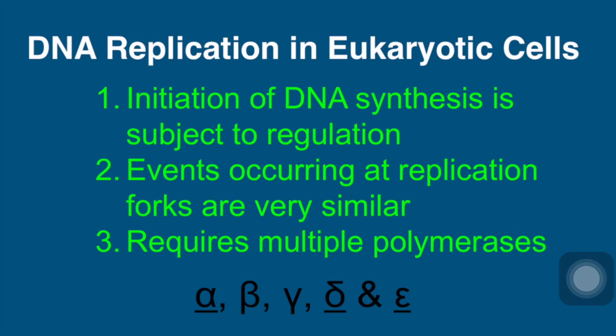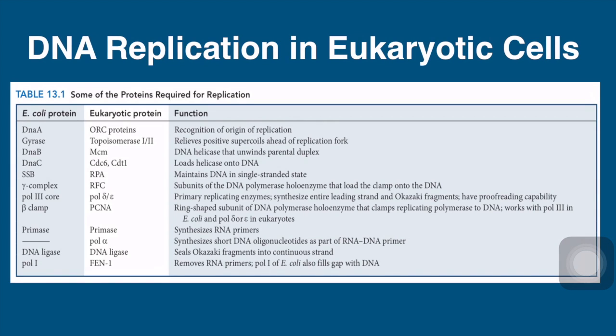The underlined polymerases are involved in nuclear replication, while polymerase beta functions in DNA repair and polymerase gamma replicates mitochondrial DNA. In this table, the proteins involved in replication are shown. Both replication systems require some similar enzymes and vary in some, but these still perform similar functions. It is better to pause and read the table first before proceeding.